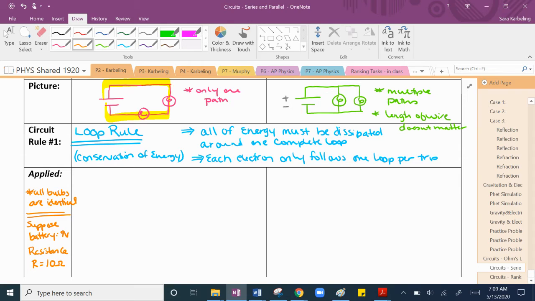Okay. So let's apply the loop rule to our series circuit. That's the first one we've got here. So in this case, it says all of the energy must be dissipated around one complete loop. So that means that if we've got 9 volts, our 9-volt battery provides energy per charge of 9 volts to all those electrons. Okay. It's got to drop 9 volts around the loop. By drop, I mean dissipate, get rid of. It needs to lose that 9 volts somewhere around the loop.